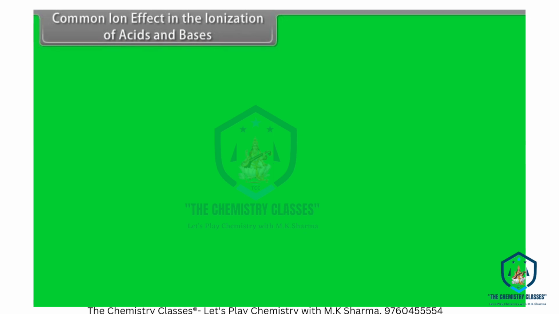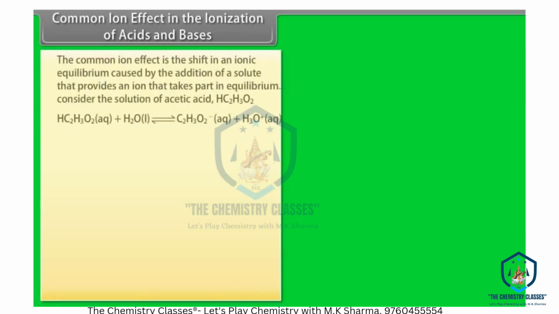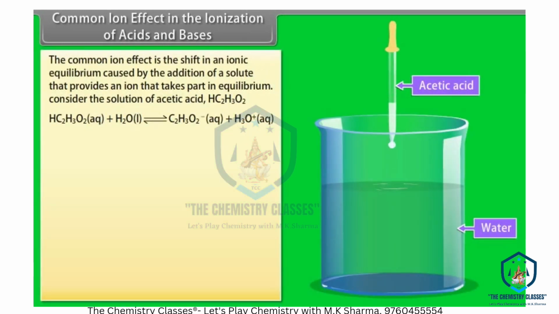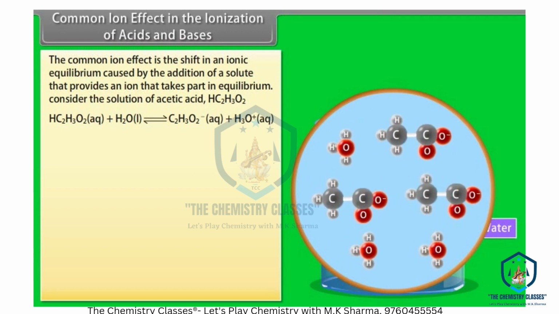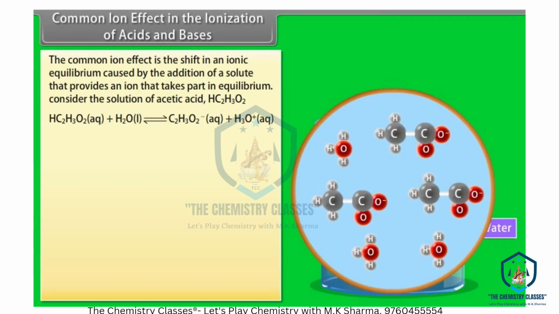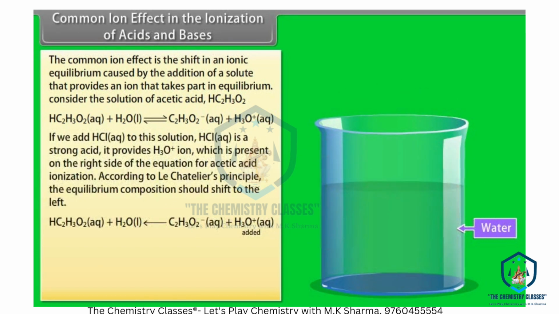Common ion effect in the ionization of acids and bases. The common ion effect is the shift in an ionic equilibrium caused by the addition of a solute that provides an ion that takes part in the equilibrium. Consider a solution of acetic acid, HC2H3O2. If we add aqueous HCl to this solution, HCl is a strong acid.